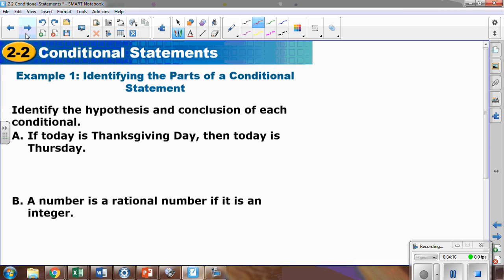All right, so our first skill. We have some if-then statements. What is the hypothesis? What is the conclusion? If today is Thanksgiving, then today is Thursday. If today is Thanksgiving Day, the entire thing is the hypothesis. Then today is Thursday. That whole component is the conclusion.